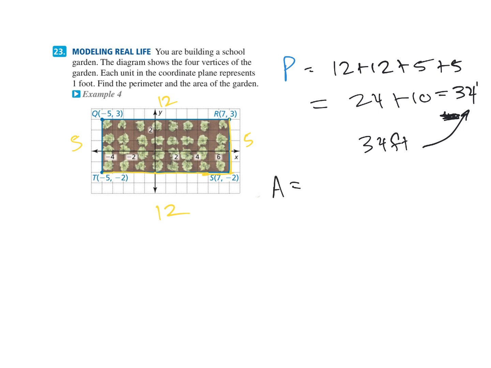Now, area is length times width in a rectangle, or base times height. Doesn't matter. So we have 12 times 5. And that would be 60 square feet. So to say square feet, you can't use the apostrophe, okay? So you'd have to write it like that.